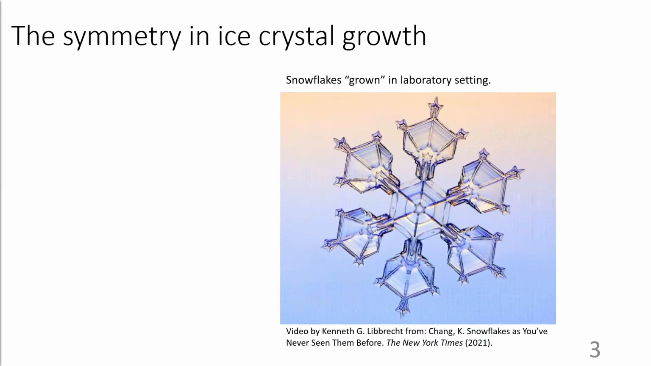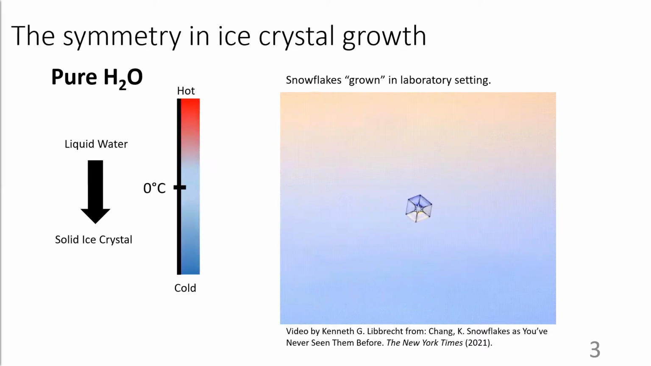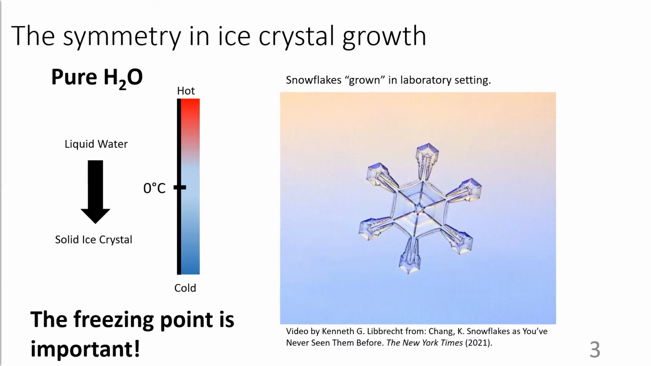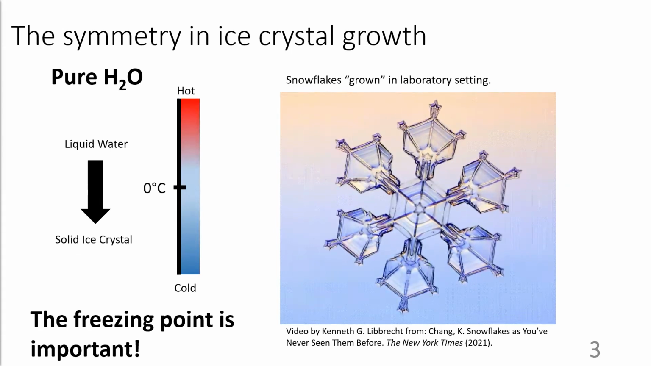The transformation from liquid water to solid ice occurs when the temperature drops below 0 degrees Celsius. We call this the freezing point of liquid water. If we heat ice above this temperature, it will melt and become liquid water. Now I hope this video piques some of your curiosity in the dynamic process of freezing, because the freezing point is important. In my research, I do something very similar to understand patterns formed as the metals freeze.